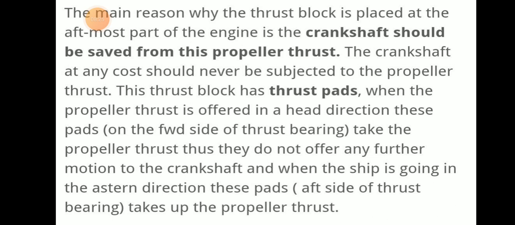The main reason why the thrust block is placed at the aftermost part of the engine is that the crankshaft should be saved from the propeller thrust. The crankshaft at any cost should never be subjected to the propeller thrust. We have to ensure that the crankshaft is never subjected to the propeller thrust.